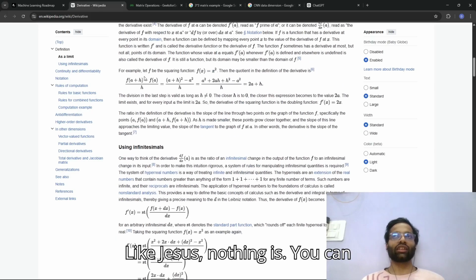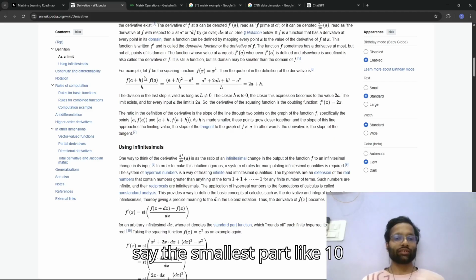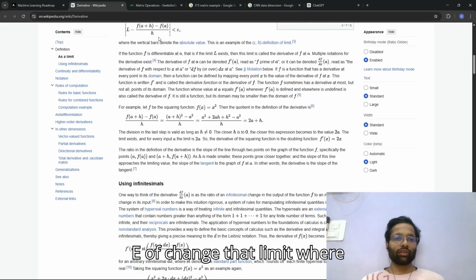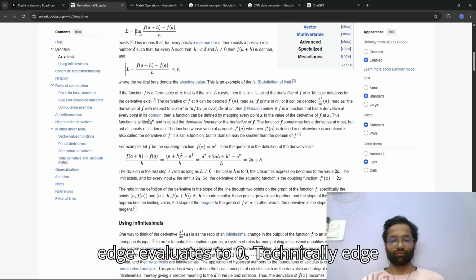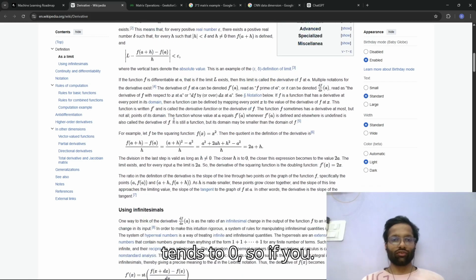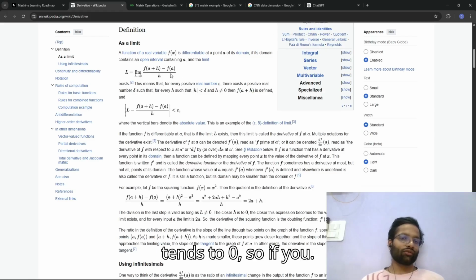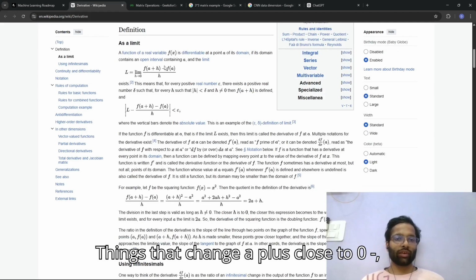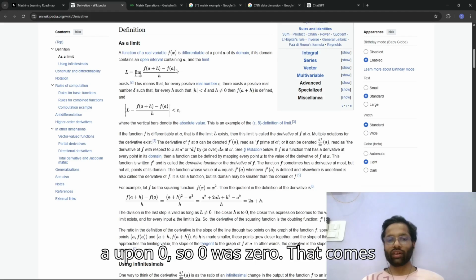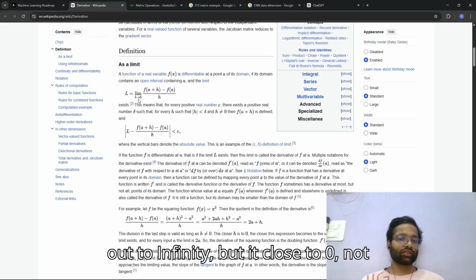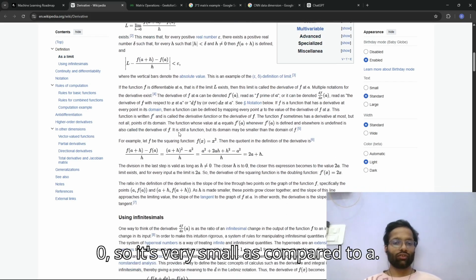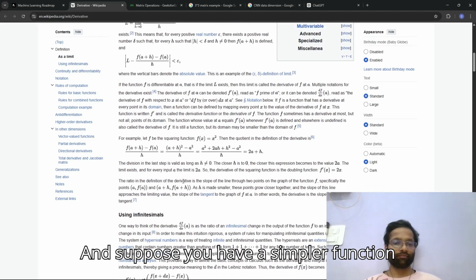Like h is just nothing, you can say the smallest part, a tiny change, the limit where h evaluates to 0. Technically, h tends to 0. So if you take that change, a plus something close to 0 minus a, upon something close to 0, it looks like 0 by 0, but it's close to 0, not 0. So it's very small as compared to a.